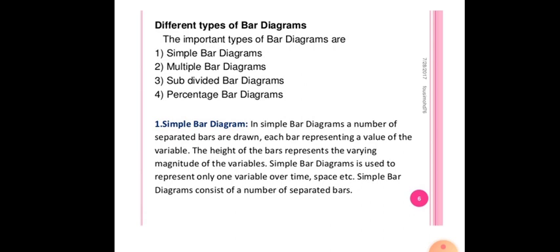Now see, the different types of bar diagrams are the different types of one dimensional bar diagram. It is nothing but the one dimensional diagram. Under these one dimensional diagrams there are four diagrams: simple bar diagrams, multiple bar diagrams, subdivided bar diagrams, and percentage bar diagram. In the last class we already discussed the simple bar diagrams.